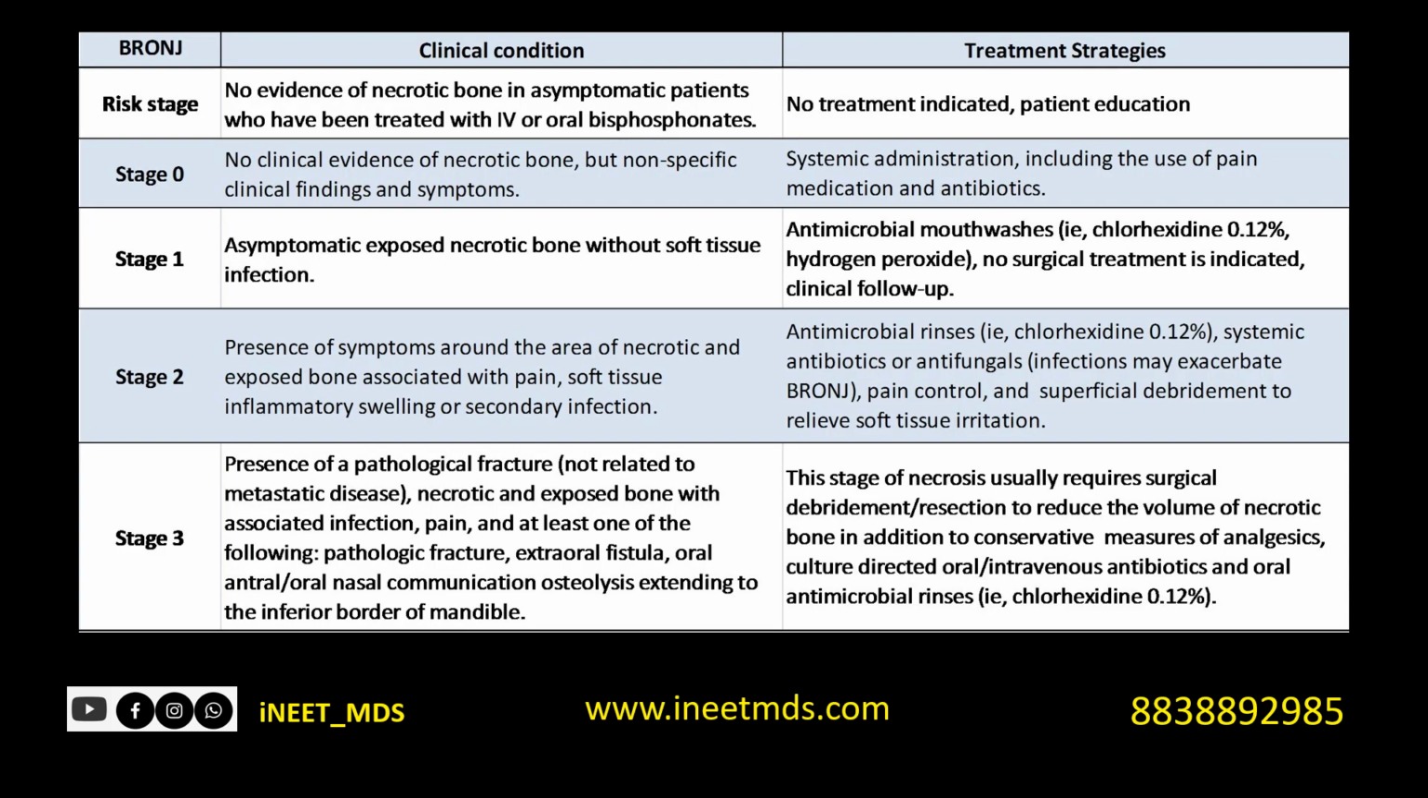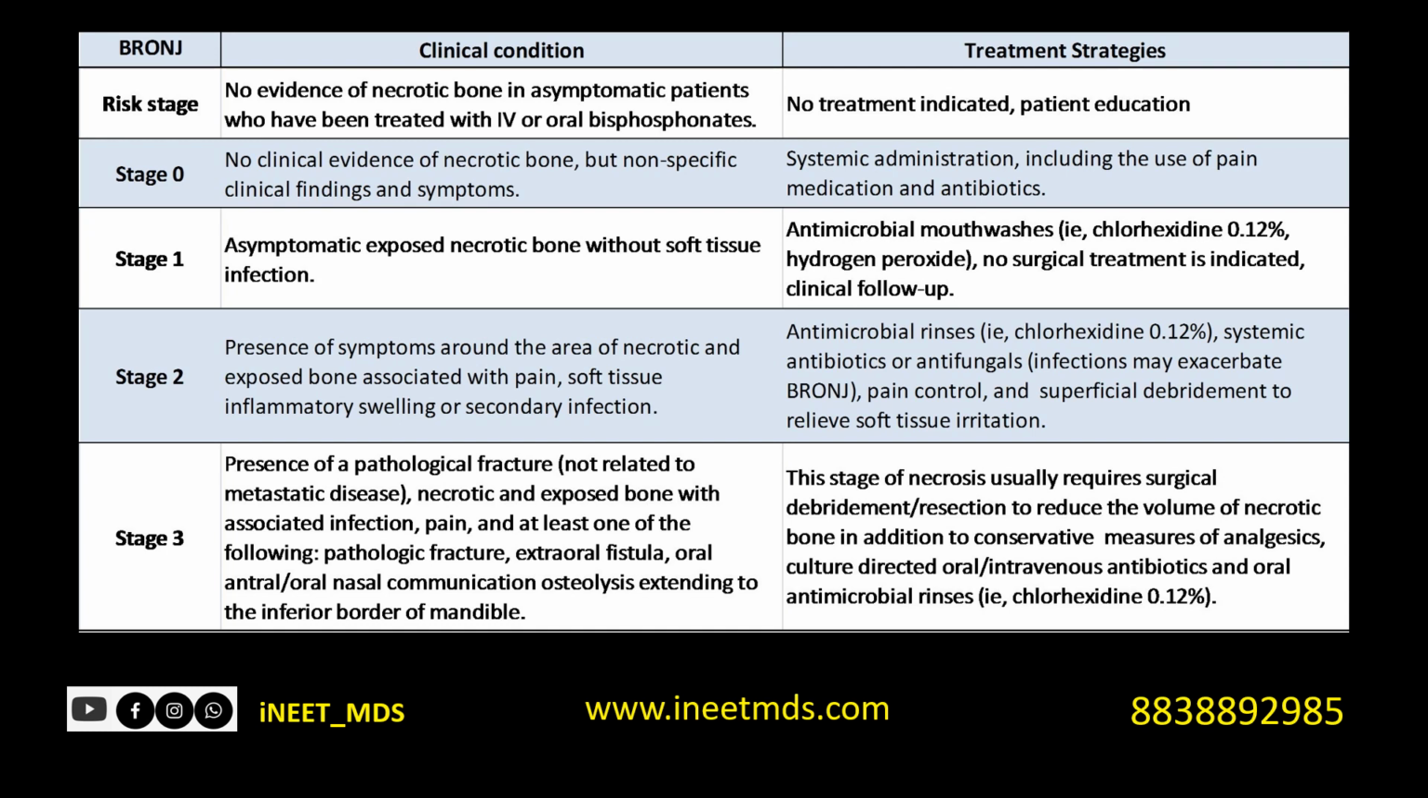The moment there is history of radiation therapy, it comes under the osteoradionecrosis category. So this bisphosphonate related osteonecrosis of jaw, you can categorize into three stages. Stage 1 is asymptomatic exposed necrotic bone without any soft tissue involvement. The treatment for that is a simple chlorhexidine mouthwash. Stage 2 is when there is presence of symptoms like pain and inflammation along with the exposed necrotic bone. There is soft tissue inflammation with swelling or secondary infection. So the treatment for that is a chlorhexidine mouthwash along with an appropriate antibiotic, an antibacterial or an antifungal depending upon the secondary infection.